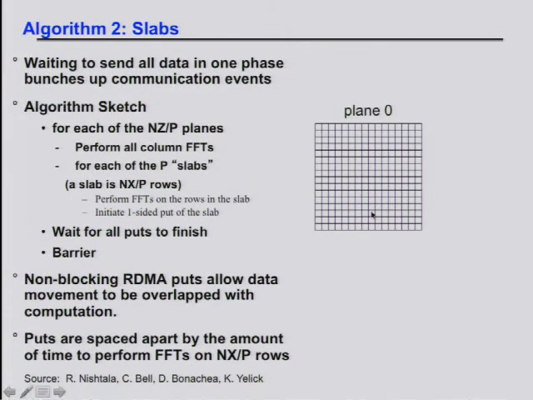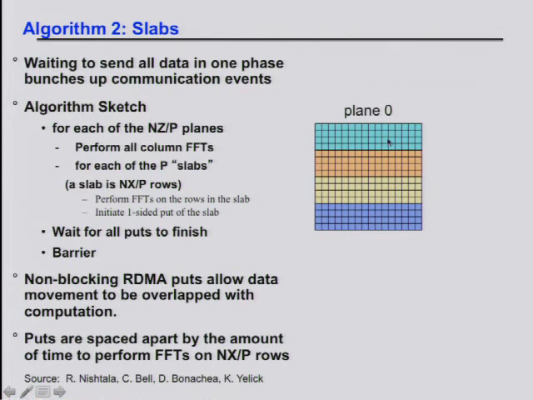And so here's the idea. Here is one of my 4 planes. I'm going to go back to my 16 by 16 by 16 grid, and I own 4 of them. There are 4 processors, and so this has to get transposed. So I'm going to start by doing all the column FFTs. I'm going to finish doing all the FFTs in the columns of all of the processors. And so now I'm going to do all the FFTs on those rows.